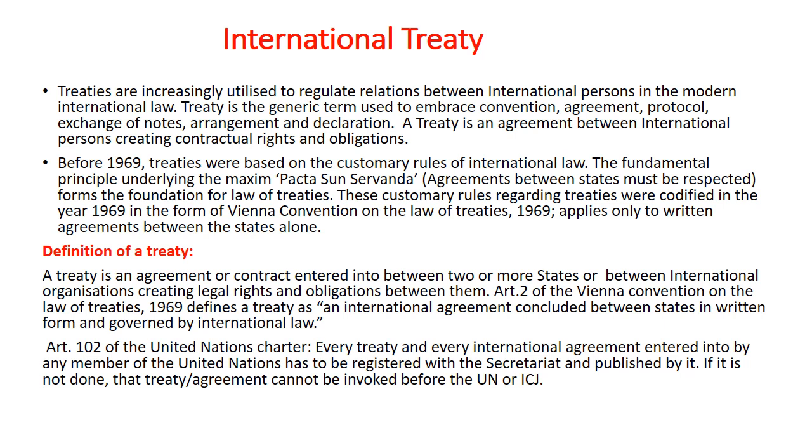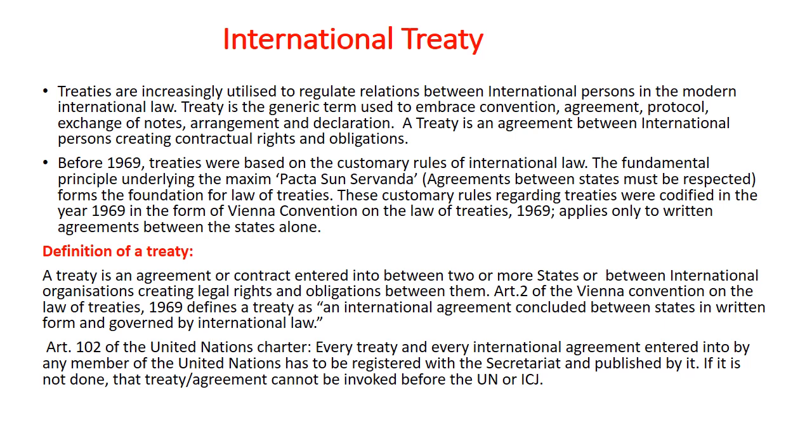Today, let us learn and enter into the series of Public International Law. Today's topic is International Treaty. Treaties are increasingly utilized to regulate relations between international persons in modern international law. Treaty is the generic term used to embrace convention, agreement, protocol, exchange of notes, arrangement, and declaration.